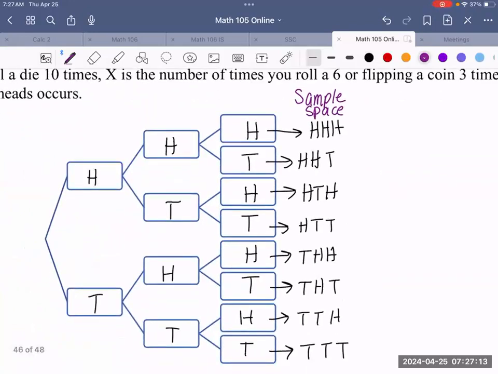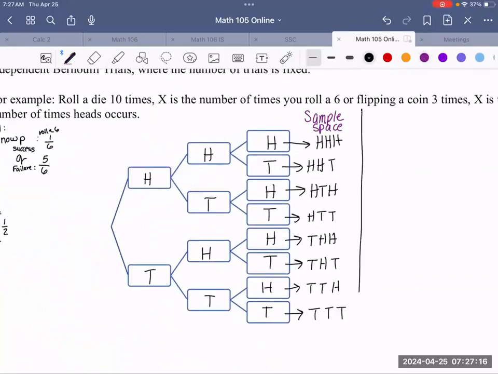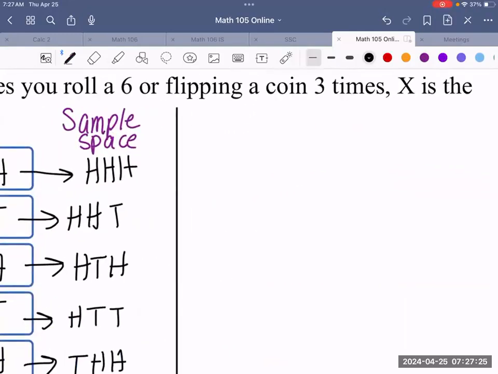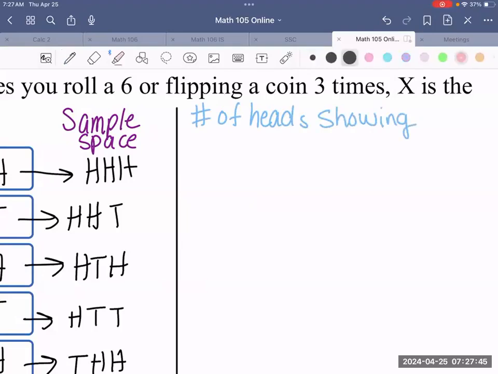Now let's bring some meaning to our experiment. We're going to say X is the number of heads, the number of times a heads occurs. Now we've done this experiment before. Now we're going to show it as a Bernoulli trial. So number of heads showing. So in this case, we had 3 heads showing. So we have X is equal to 3, or 3 successes.